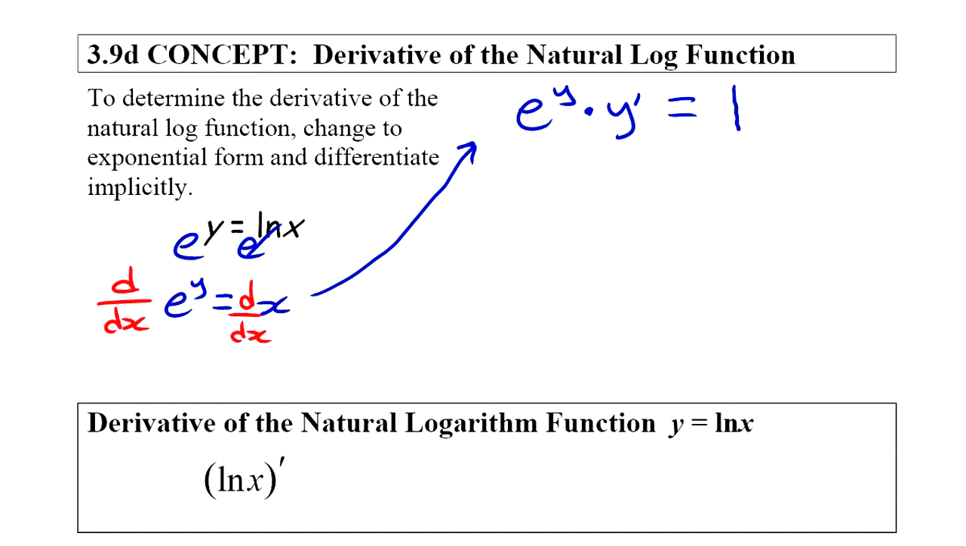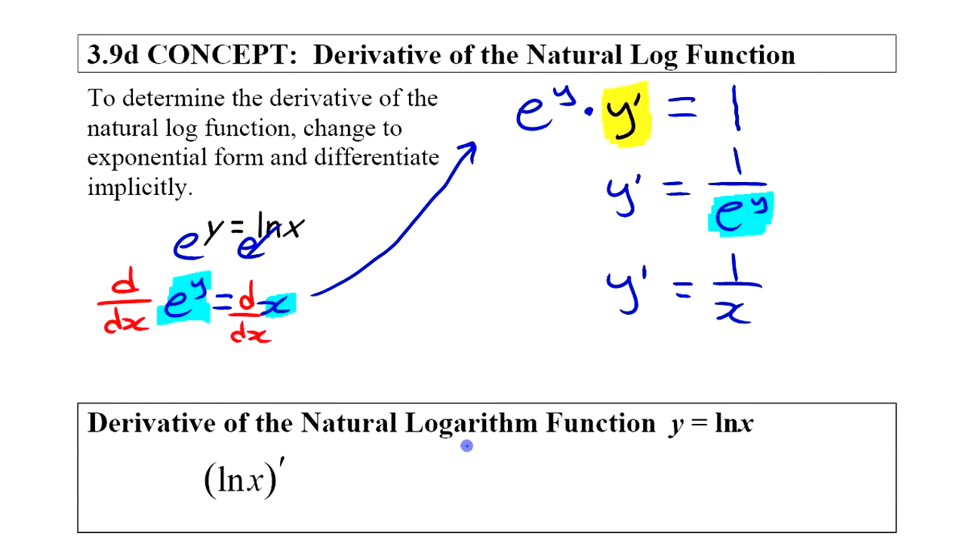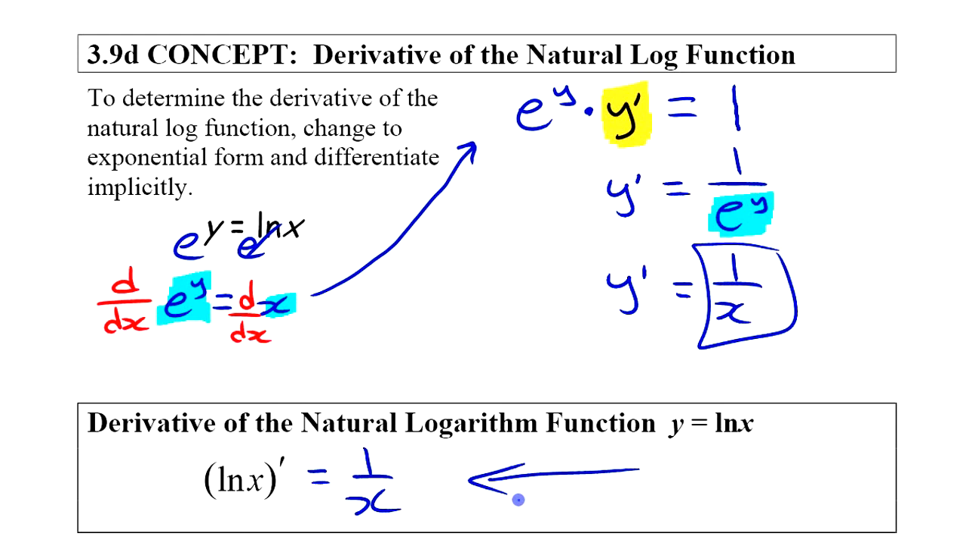Now we want to solve for this thing, dy dx or y prime, whichever one you want to call it. You're going to do that by dividing both sides, so you're going to have 1 over e to the y. We can do a substitution here. Substitute for e to the y. What did we have over here? E to the y was x. So instead of e to the y, we can write 1 over x. All right, so the derivative of that natural logarithm function is 1 over x. Put it down in this box down here, 1 over x. That's the derivative of the natural logarithm function.